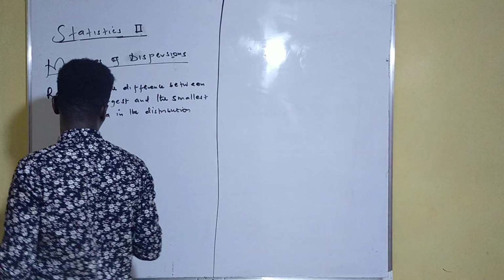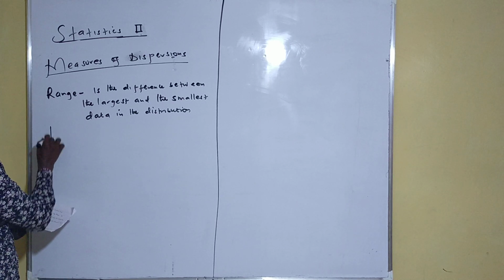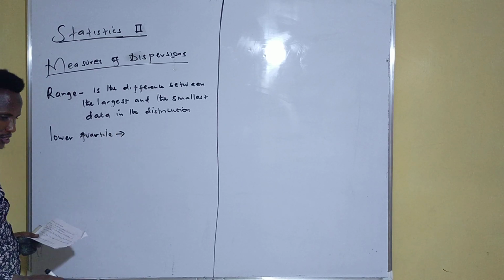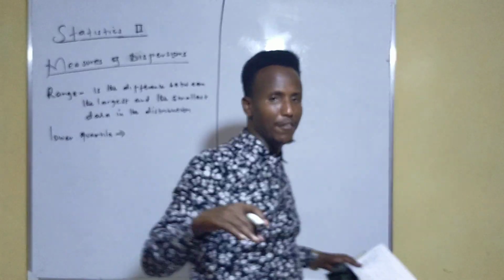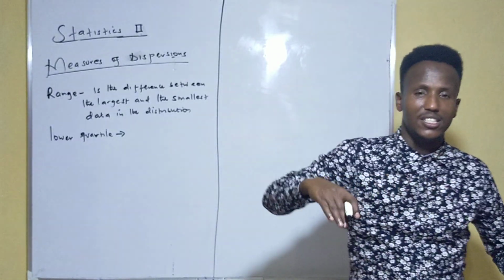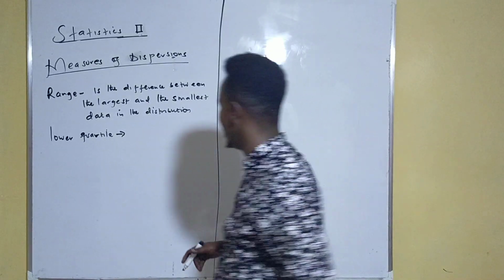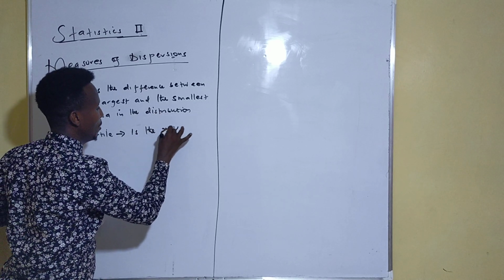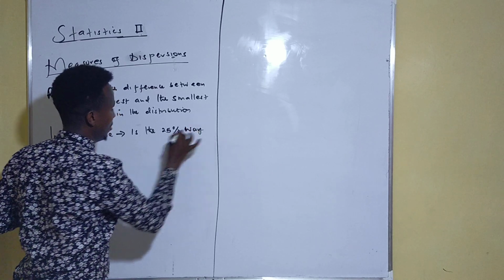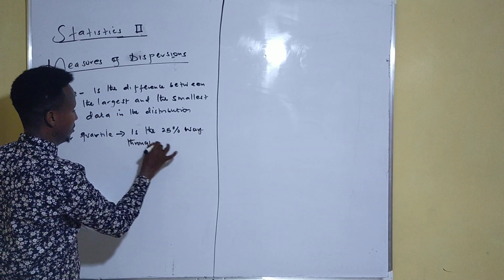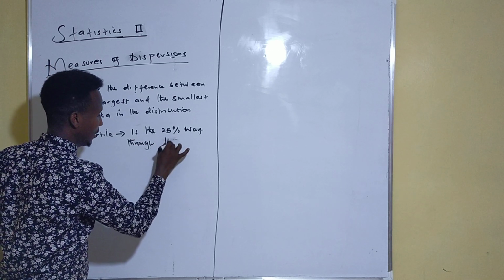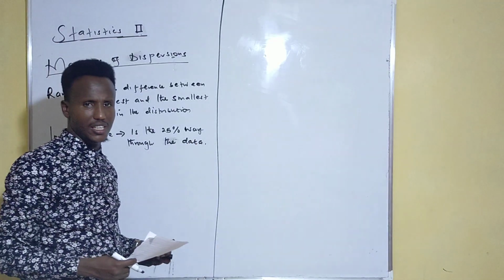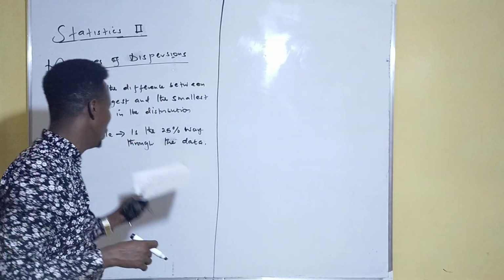Then the second one is what you normally call the lower quartile. What is this lower quartile they are talking about? Lower quartile is 25% way through the data, or a quarter way through the data. What does it mean? It means it's a quarter of the data. 25% is 25 out of 100 in fraction form. It will be a quarter.